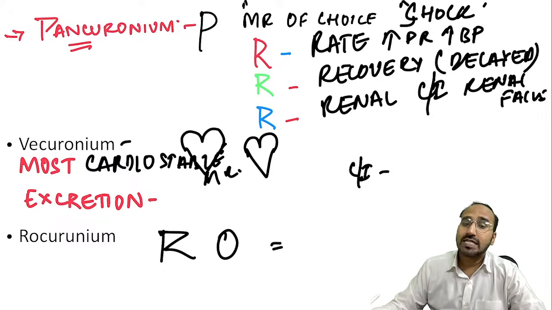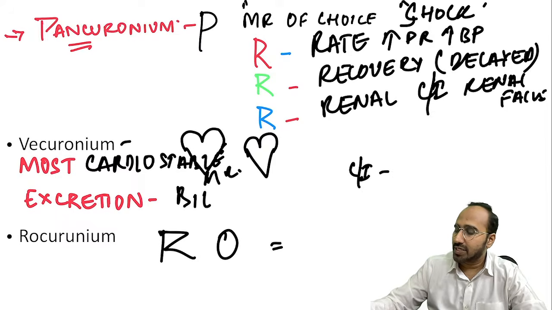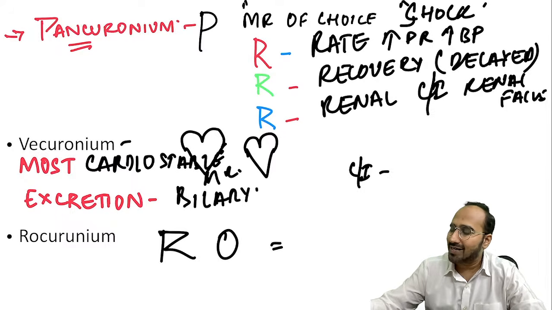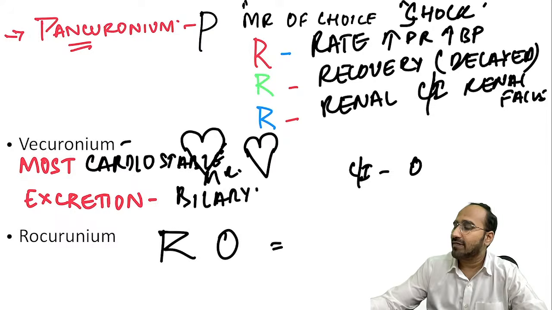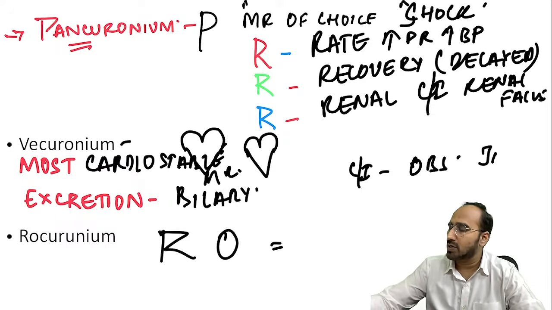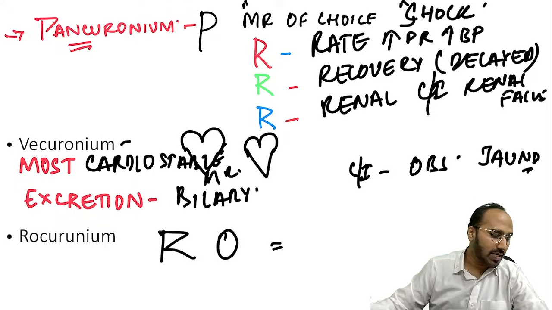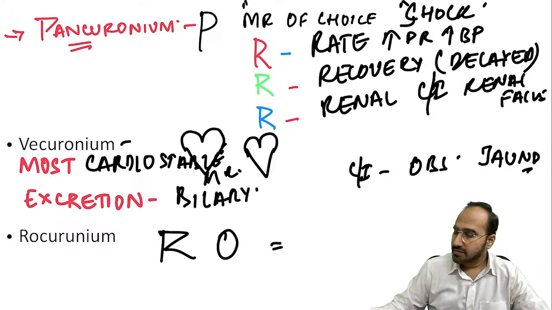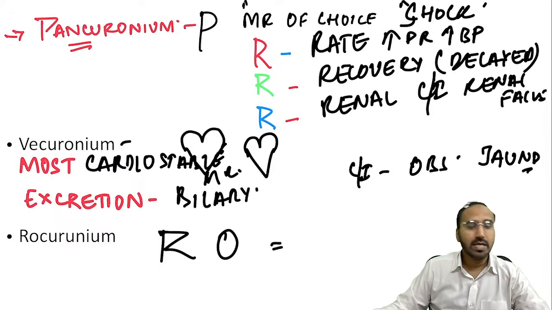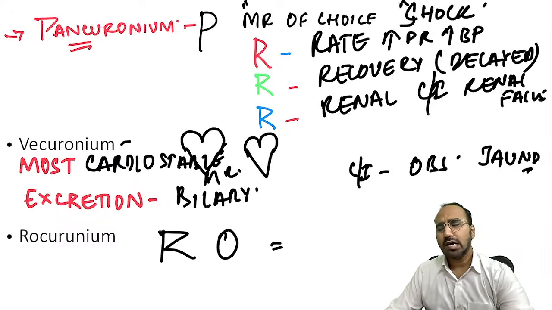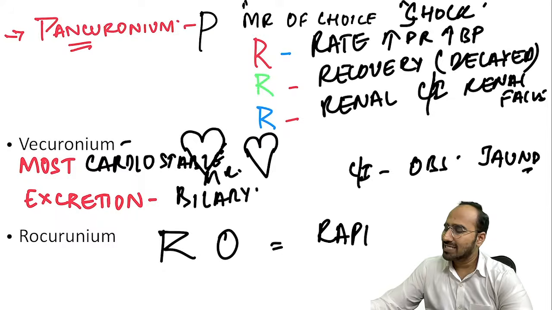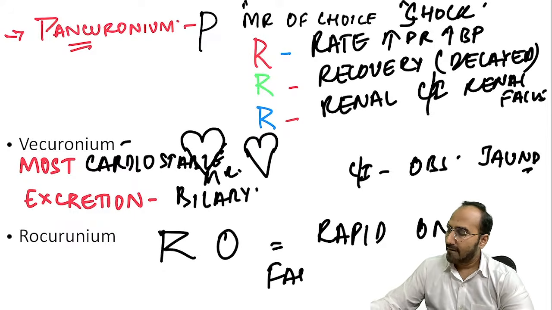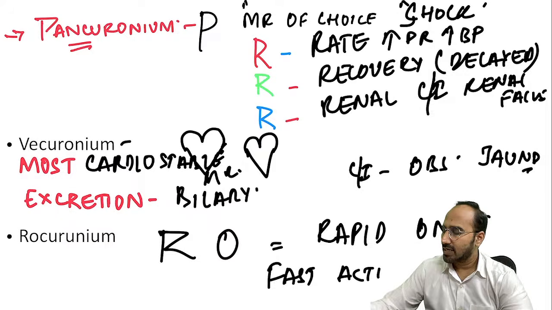Where is it excreted, guys? It is having biliary excretion. If it is excreted to the biliary tract, can we give Vecuronium if the patient is having obstructive jaundice? Absolutely no, sir. Absolutely no. Okay. Next is Rocuronium. रॉकरोनियम कैसे याद रखेंगे भाई? रॉकरोनियम इसके नाम से याद रखेंगे. RO मीन्स व्हाट? Rapid onset, और it is the fastest acting muscle relaxant.